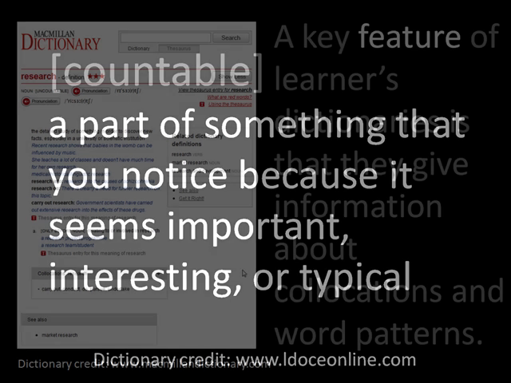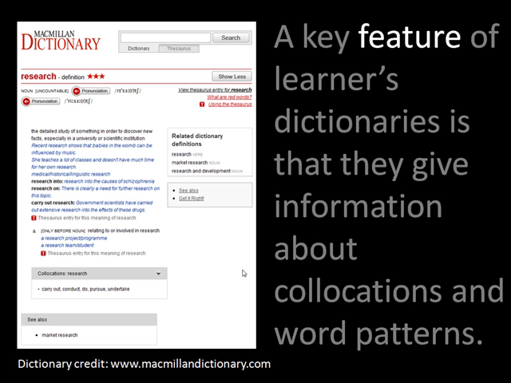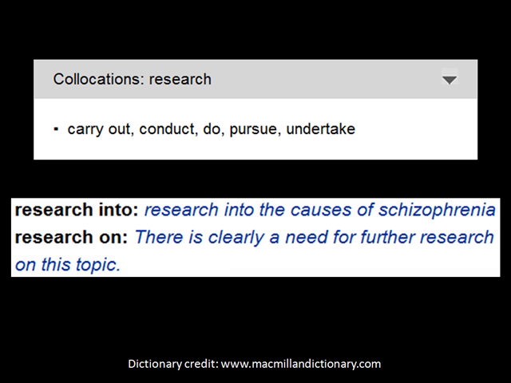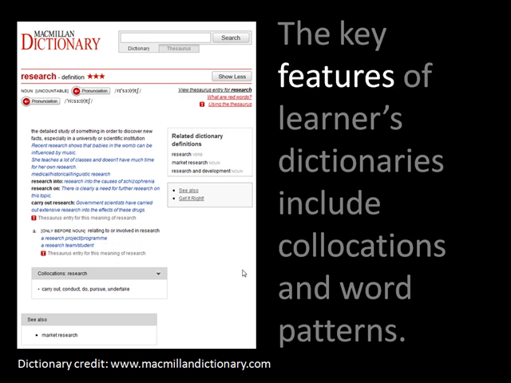Right. For example, a key feature of learners' dictionaries is that they give information about collocations and word patterns. I like this example. To put it another way, something that sets learners' dictionaries apart from other kinds of dictionaries is that they give collocations and word patterns, which can help students to use a word more correctly. Exactly. The Macmillan Dictionary is a good example of a learner's dictionary that includes the key features of collocations and word patterns. Now, when we talk about a key feature, key means important, right?